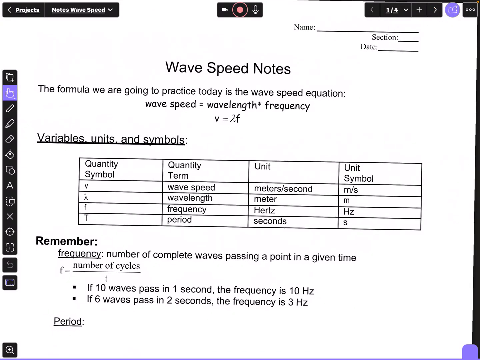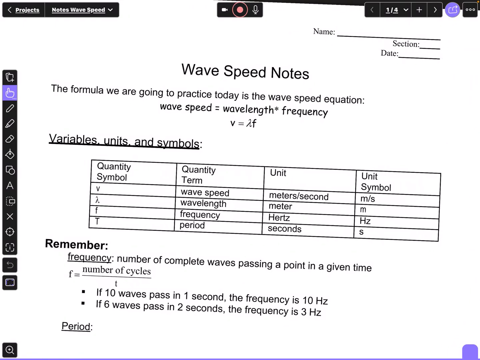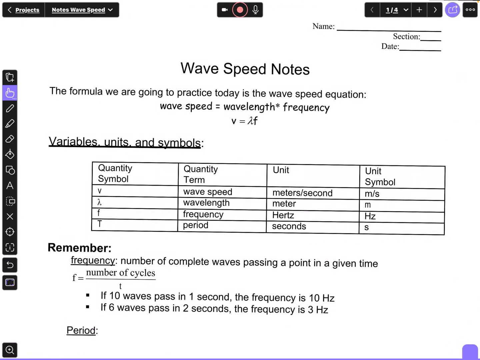Okay, so this video right here is covering wave speed. Now we are in Unit 7, which covers waves and wave properties. We've covered different types of waves, we've covered different properties of waves, and we are almost ready to have a test. Now this will be the last topic we will cover.